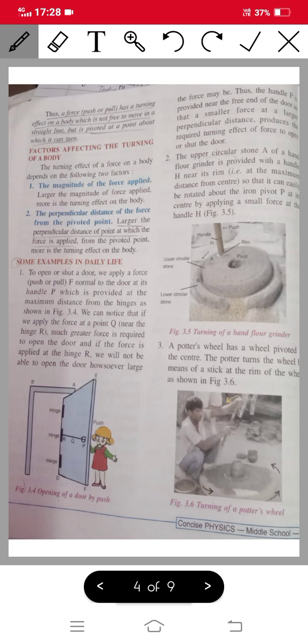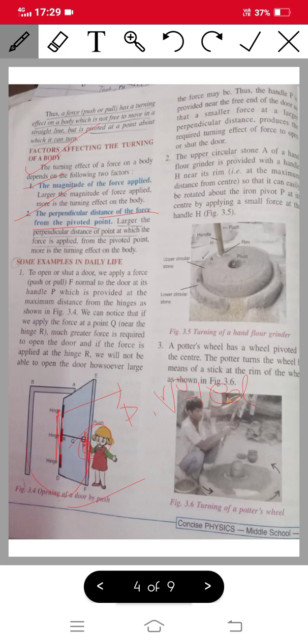Now there can be two factors that affect the turning effect of a body. Obviously the magnitude, and second is the perpendicular distance of the force from the pivoted point. For example, in this image a girl is pushing the door from the end. This particular point is pivoted, and we could see that this girl is giving force from the other end. It shows the perpendicular distance of the force from the pivoted point.